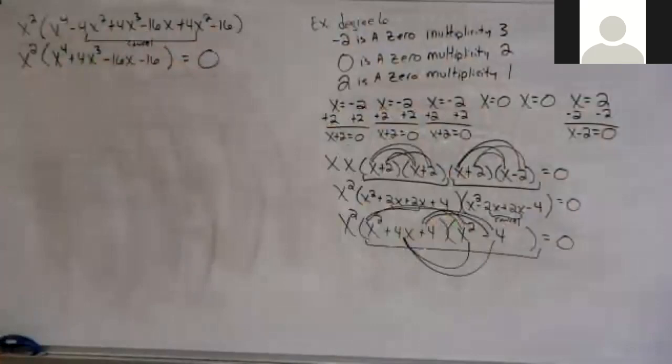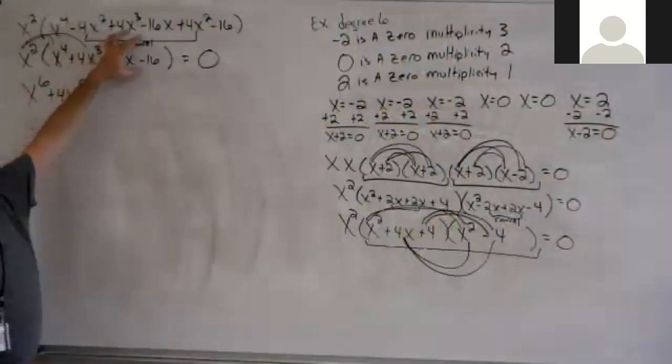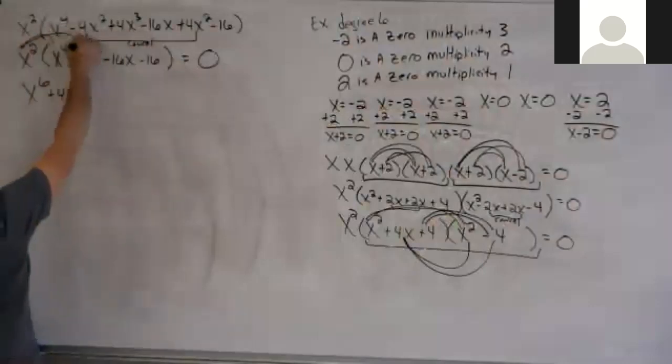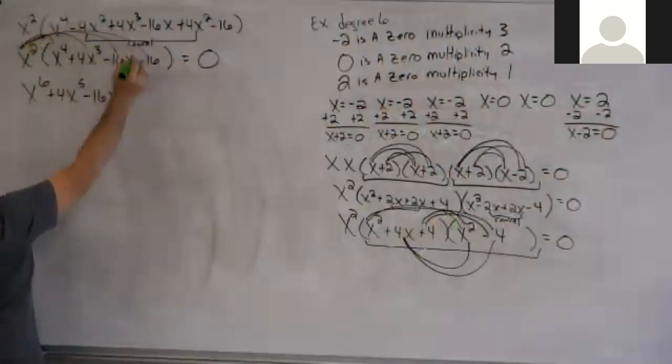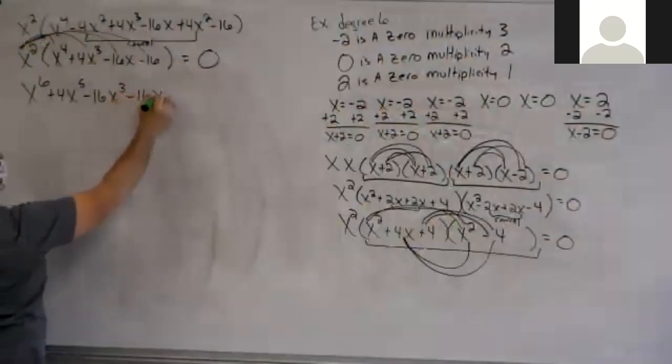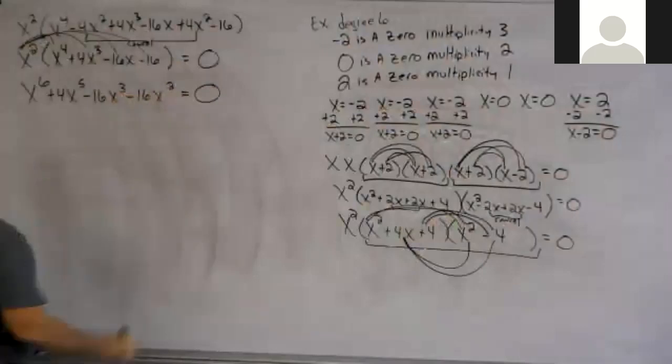Now, the hard part's done. All we got to do now is multiply x squared by everybody. So x squared times x to the 4th is what? X to the 6th. So I'm just adding exponents. X squared times 4x to the 3rd is a positive 4x to the 5th. Anytime you distribute an x like this, you're just knocking all these exponents up by 2, okay? X squared times negative 16x is a negative 16x to the 3rd. X squared times negative 16 is a negative 16x squared, all equal to 0.